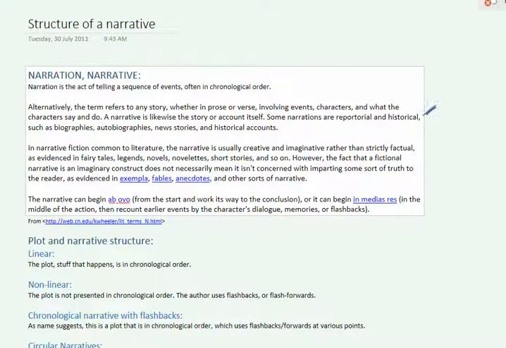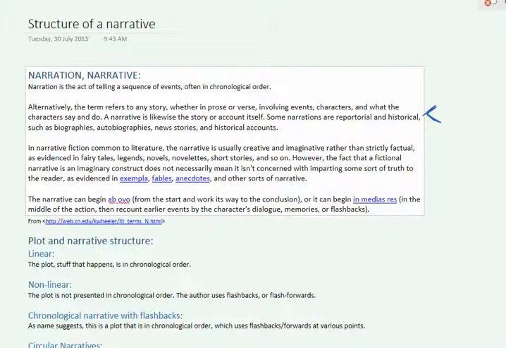We're looking here at this definition. The term refers to any story, whether in prose or verse, involving events, characters, and what characters say and do. A narrative is the story or account itself, right? You don't say, oh, yes, this is a narrative story. No. Narrative implies some kind of story, all right? That saying narrative story is an oxymoron, my friends.